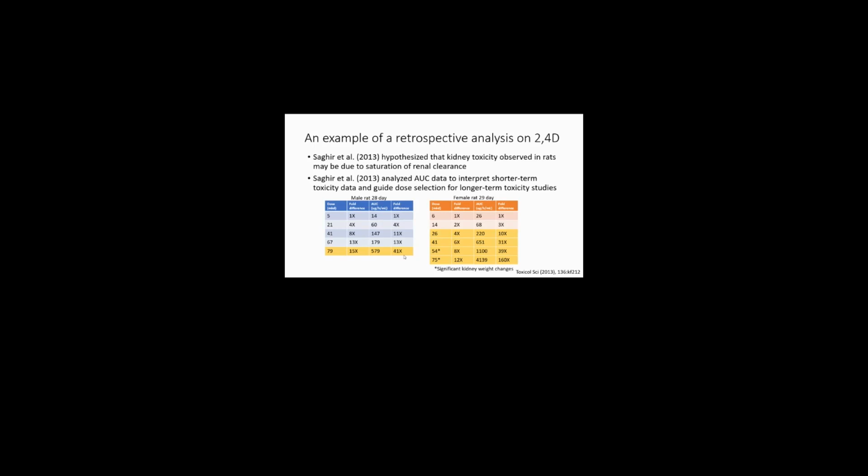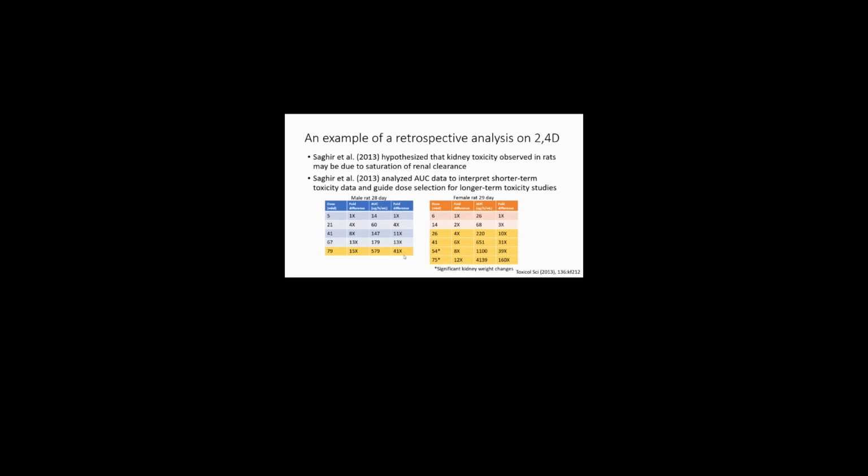Their hypothesis for this lower NOEL observed in female rats is that renal clearance may be saturated at lower dose in female rats compared to male rats. And the saturated clearance is what leads to kidney toxicity. So they analyzed the AUC data from a subchronic study, 28-day study, by comparing the fold changes in doses and fold changes in AUC, which is shown in these two tables.